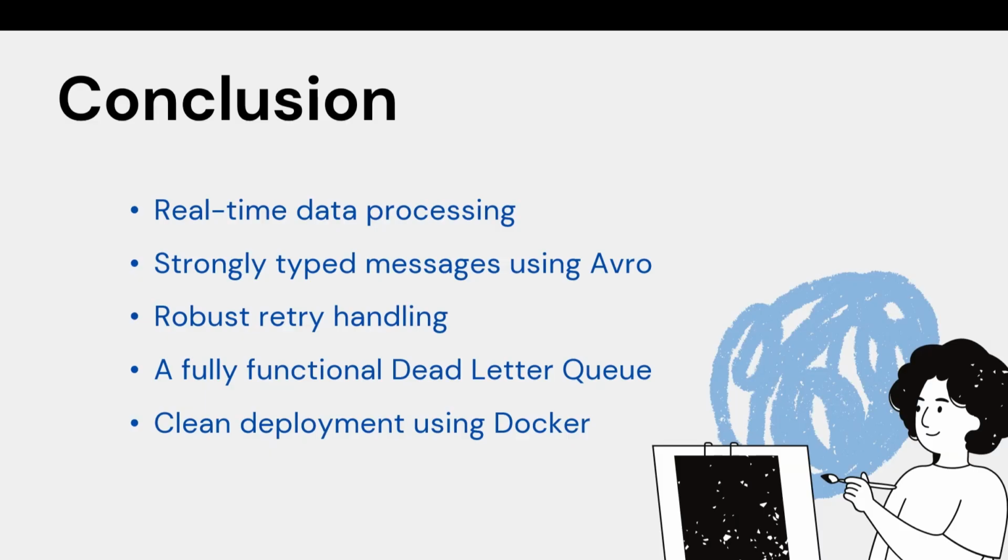To summarize, this project demonstrates a complete Kafka-based streaming pipeline that meets all assignment requirements: real-time data processing, strongly typed messages using Avro, robust retry handling, a fully functional dead letter queue, and clean deployment using Docker. The system reflects a scalable and fault-tolerant architecture commonly used in real-world big data pipelines.